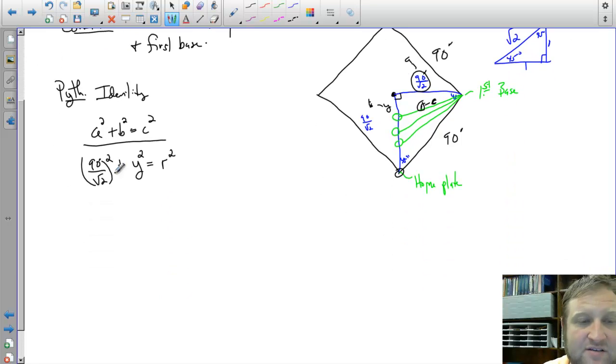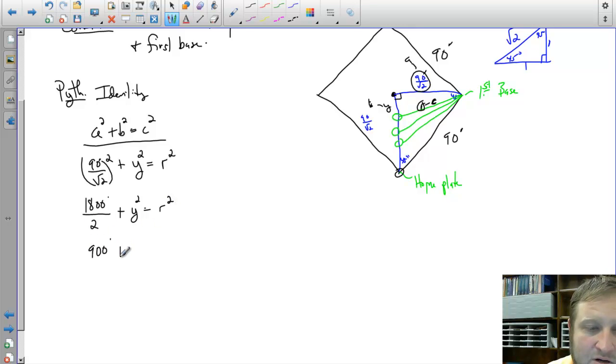Now let's simplify this and break it down a little bit. We're going to have 90 squared, which is 1,800 feet, all over square root of 2 squared, which is just 2, plus y squared is equal to r squared. 1,800 over 2 is just going to be 900 feet, plus y squared is equal to r squared.